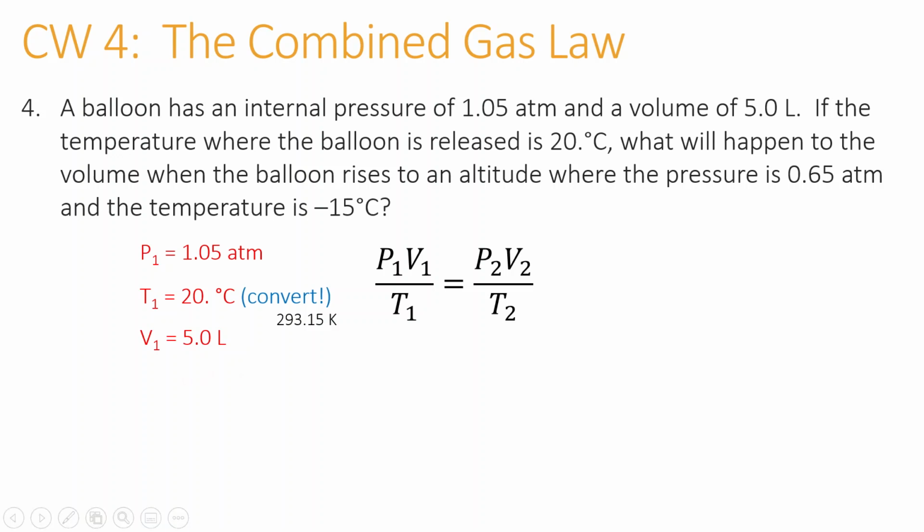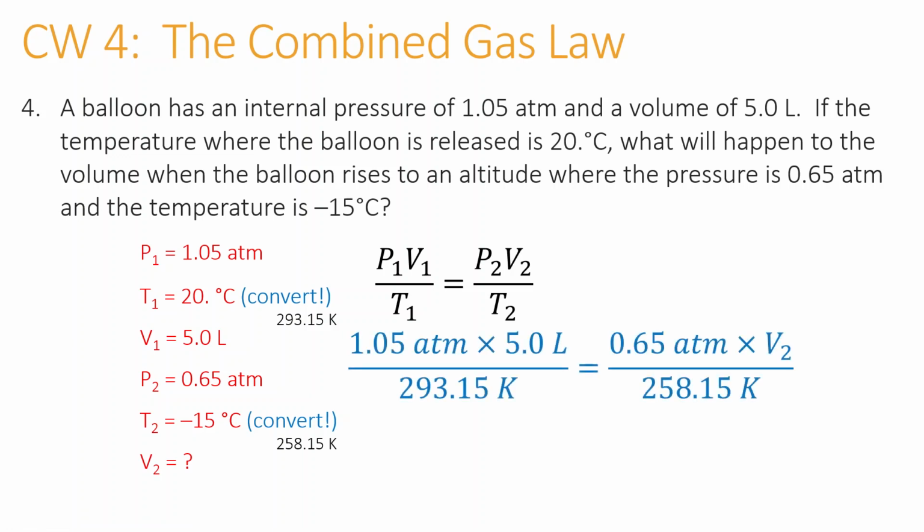We want to know what will happen to the volume when the balloon rises to an altitude where the pressure is 0.65 atm and the temperature is negative 15 degrees Celsius. So again, I need to convert that negative 15 degrees Celsius into Kelvin by adding 273 to negative 15.